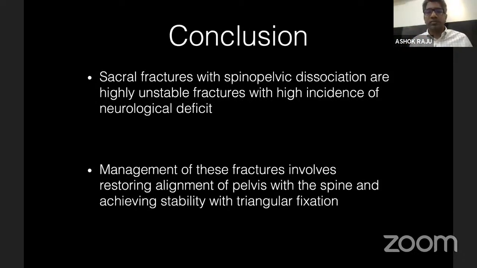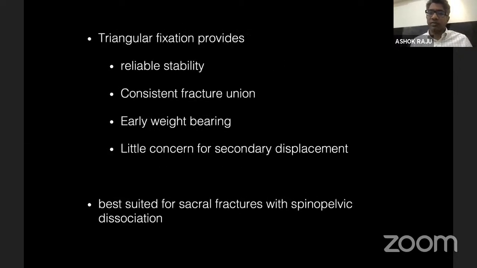So in conclusion, sacral fractures with spinopelvic dissociation are highly unstable fractures with a high incidence of neurological deficit. Management of these fractures involves restoring the pelvis with the spine and achieving stability with triangular fixation. Triangular fixation provides good stability, prevents secondary displacements, and you can have a good fracture union at an early weight bearing. It is best suited for sacral fractures with spinopelvic dissociation.